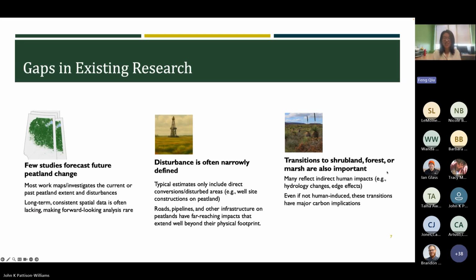Okay, next. There are mainly three gaps in existing research. The first one is, when it comes to the peatland disturbance literature, or peatland loss literature, most of it tries to assess the current situation and investigate what has already happened, the past situation. Not many studies actually focus on forecasting the future. One big reason why we don't see lots of forecasting work is that we usually lack reliable and consistent peatland datasets that allow temporal comparison. So because of the data limitation, we don't really see lots of forecasting work.